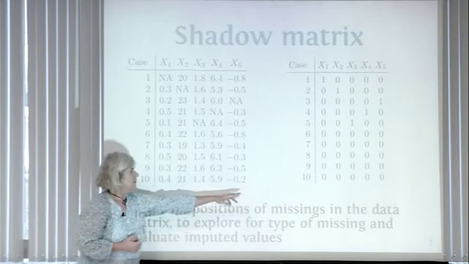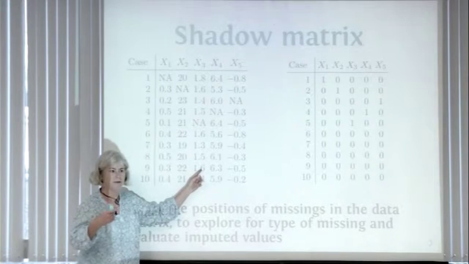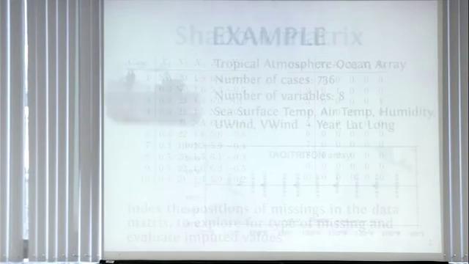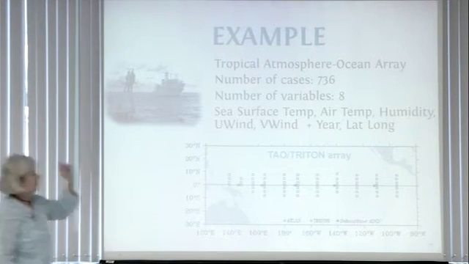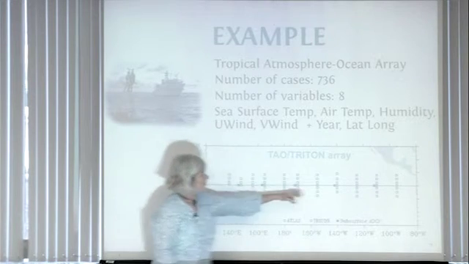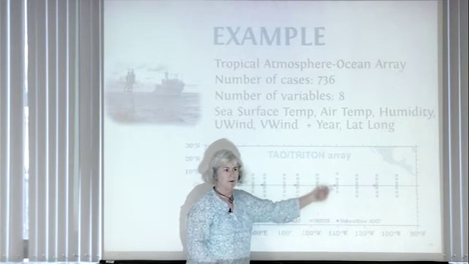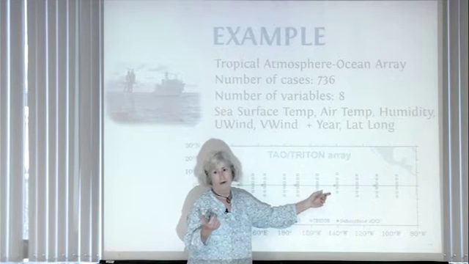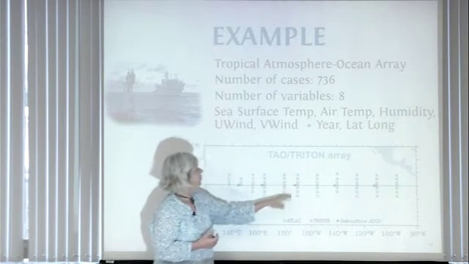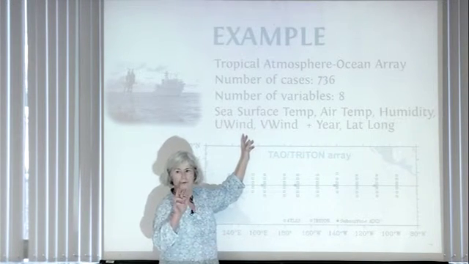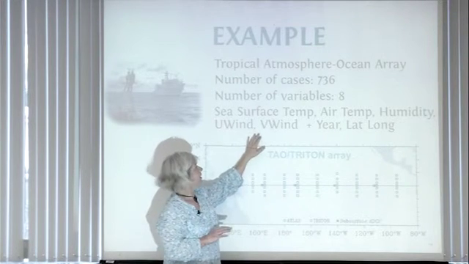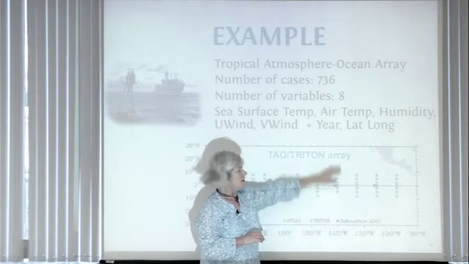Alrighty, so that way once we start imputing values, we can always keep track of which ones were imputed. I'm going to use a very short example for a couple of slides. This is climate data, well, measurements from buoys in the Pacific Ocean that were set up to record the El Nino event. They've been recording sea surface temperature, air temperature, humidity, U-wind and V-wind, just the two wind direction and strength, basically coding of wind, year and the lat and long of the buoys.